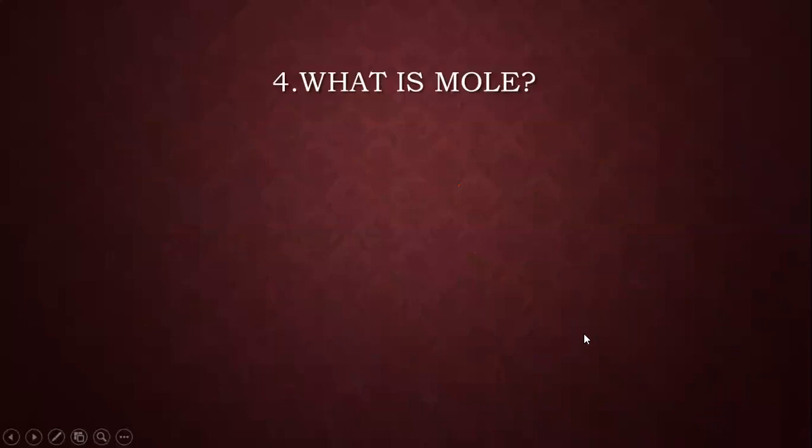Now the fourth one is, what is a mole? Mole basically is the amount of substance which contains the number of chemical units same as carbon 12. So when I am talking about what the mole is in the physical scenario, mole is just a number which is known as the Avogadro number, and its value is 6.02 × 10^23.